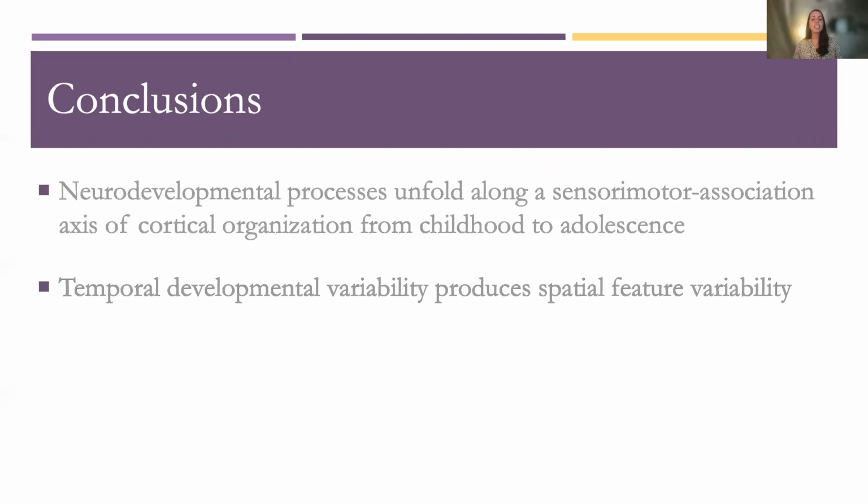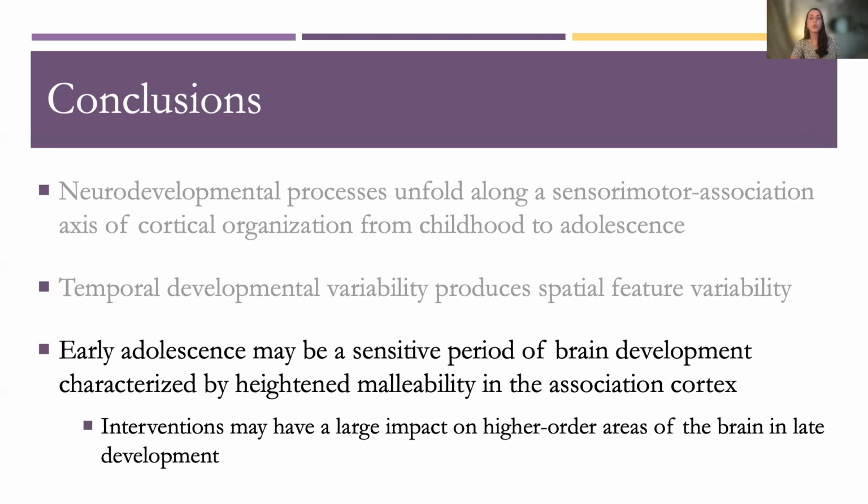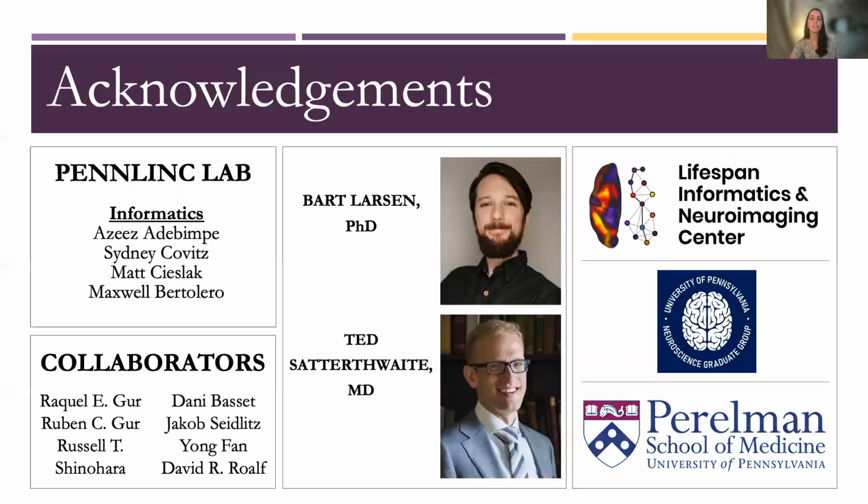Finally, our data suggests that during adolescence, spontaneous cortical activity increases in strength or coherence in transmodal association cortices, which is a functional hallmark of developing plastic cortices. This provides support for the idea that early adolescence may be a sensitive period of brain development characterized by heightened malleability in the association cortex, and thus that educational, social, and psychiatric interventions may have a large impact on higher order areas of the brain in late development.